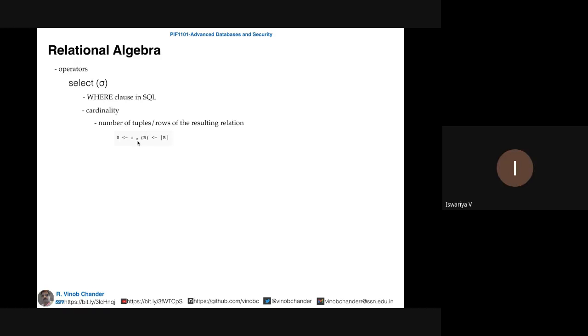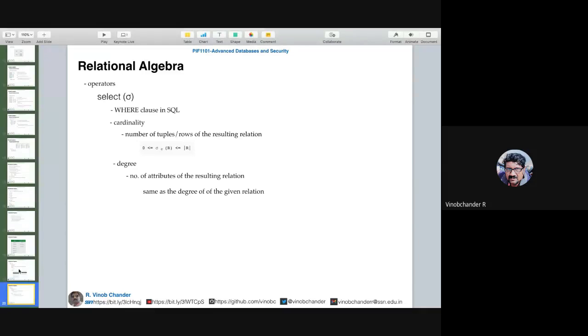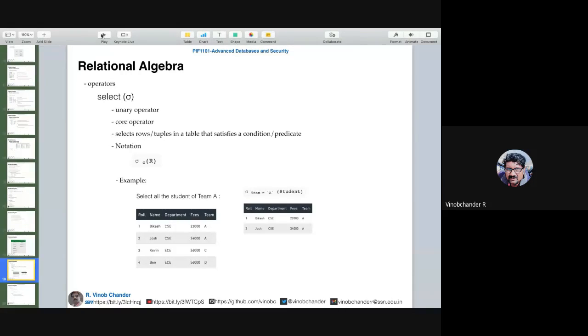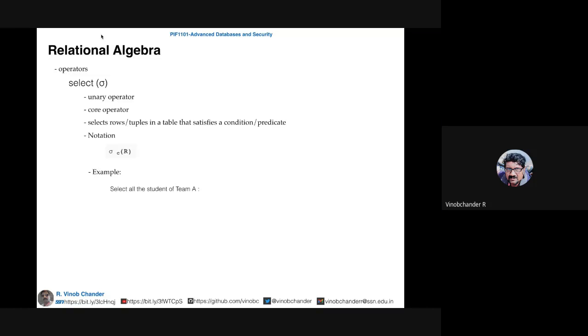If I want to give you an example, see this slide. In this slide, say we have a simple table. If I say select all the students of team K, what will be my result? I will get no rows, right? There is no team K here. So the total number of rows will be 0 here.